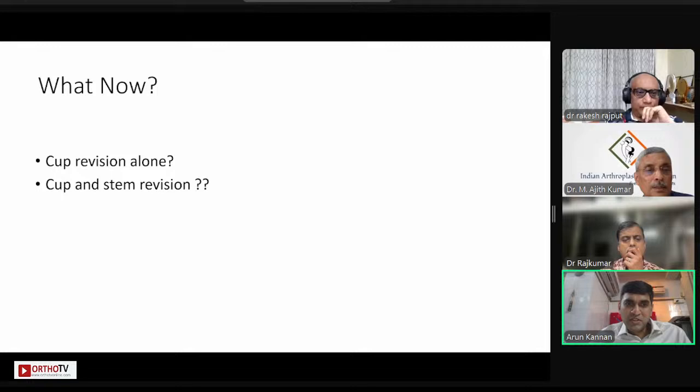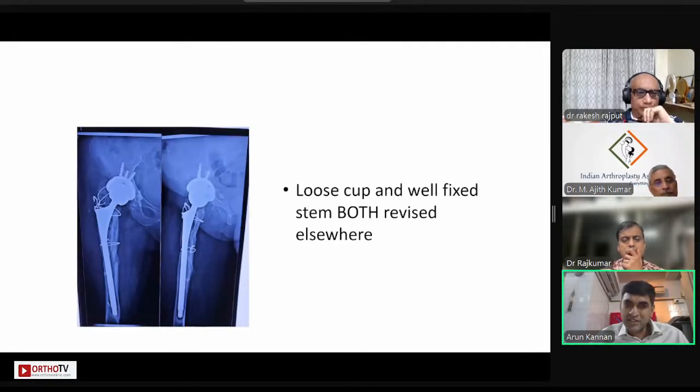Then she went somewhere and got the revision done for this. This is what they ended up putting, I think based on the work they had to do, an ETO to get the stem out. It was probably well fixed at this time, or the cement mantle at least was good, and they did this. This is when she presented again to me about a year after the revision surgery was done.